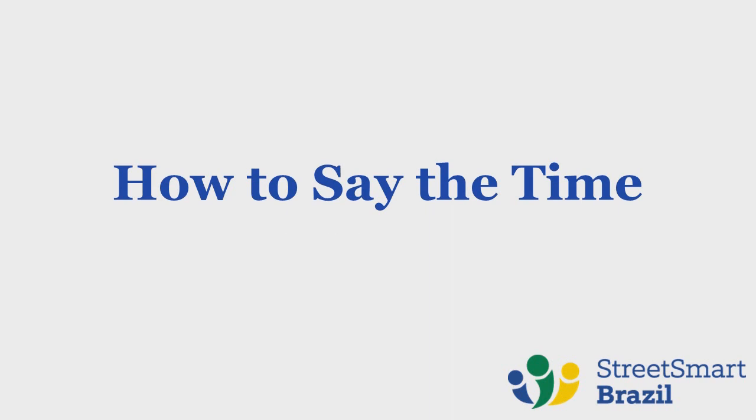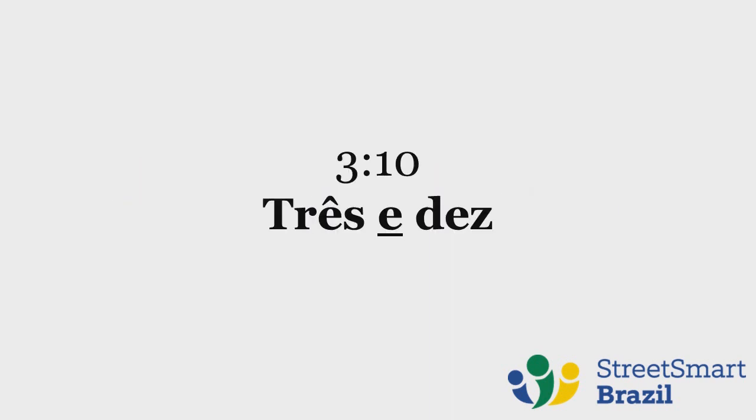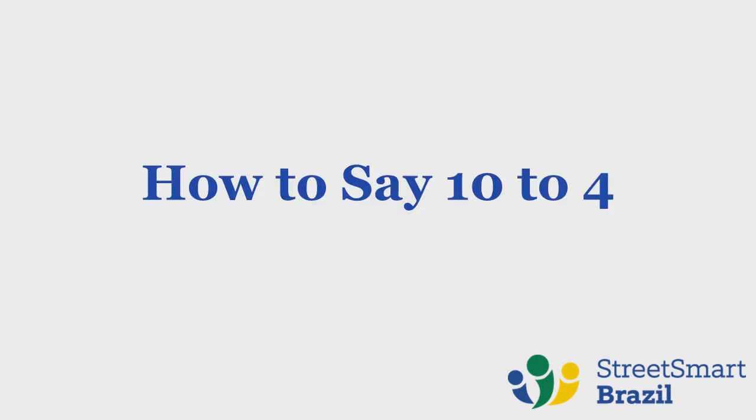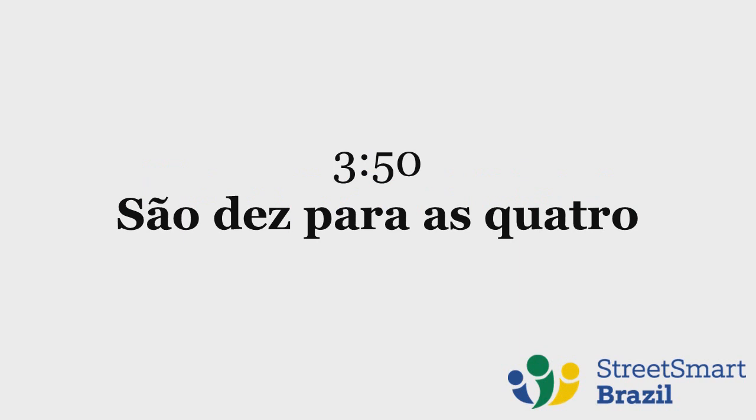First, the really simple way. 3:10. So you see, in English you would say 3:10, but in Portuguese you need to say 3 and 10. So that's the difference. And here is the full sentence. São 3:10. And how would you say 10 to 4? São 10 para as 4.